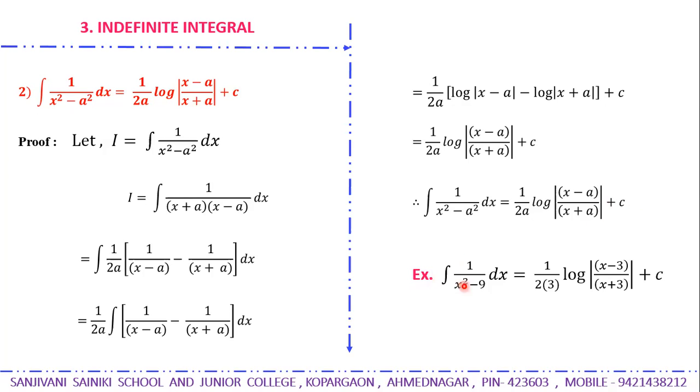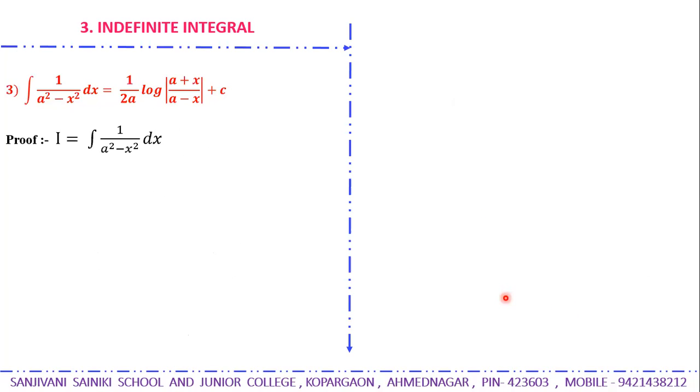Now example, integration of 1 upon x square minus 9 dx is equal to 1 upon 2 into 3 log of modulus of x minus 3 upon x plus 3 plus c. We can use the same formula here to evaluate certain integrals.